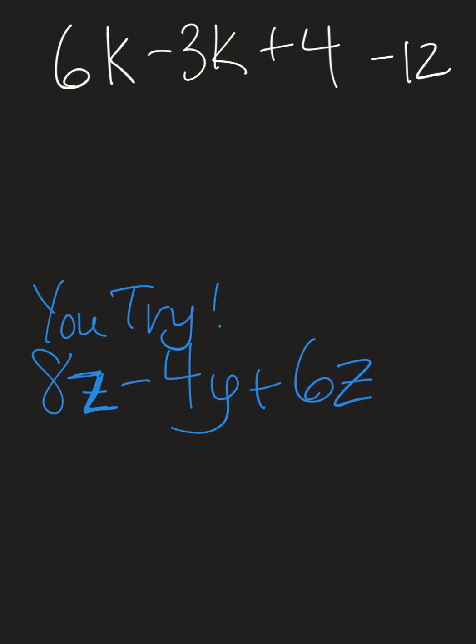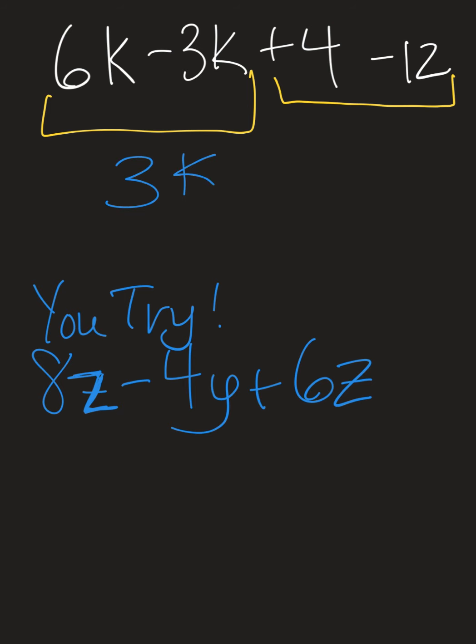Another example here, I have 6k minus 3k plus 4 minus 12. So they're already kind of grouped for me here. 6k and minus 3k are together, and the 4 and the minus 12 are together. So let's watch my signs here. 6 minus 3 gives me positive 3k, and 4 minus 12 gives me negative 8, and I put that together. Go ahead and give this a shot.